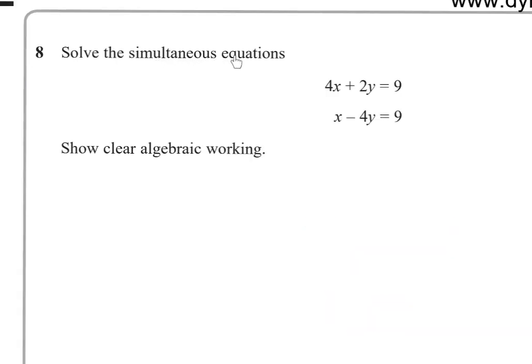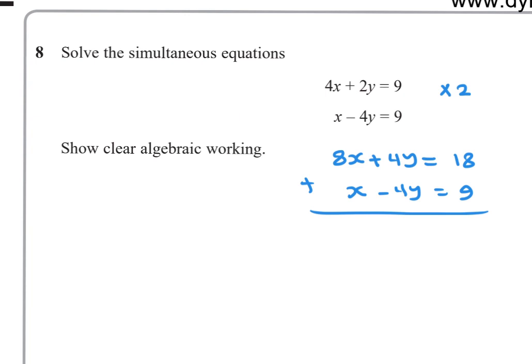Number 8, solve the simultaneous equations. Show clear algebraic working. Look at the coefficient of x, 1 and 4, and the coefficient of y, 2 and 4. You can eliminate x. If you need to eliminate x, multiply the second equation by 4. If you need to eliminate y, multiply the first equation by 2. Now, to eliminate y, multiply the first equation by 2. So now the equation will be 8x plus 4y equals 18. The second equation is the same, x minus 4y equals 9.